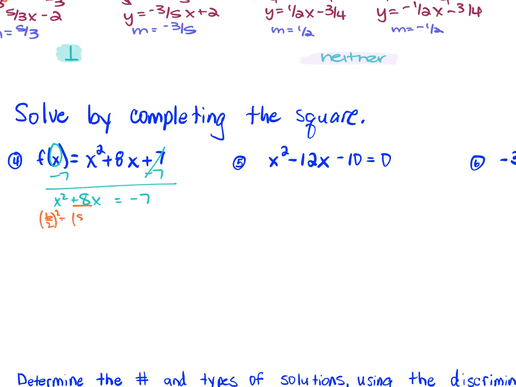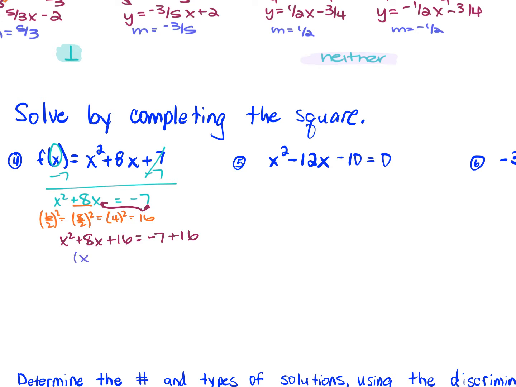That's going to give you 8 over 2 squared, which is 4 squared. That is 16. The 16 you're going to add to each side of your equation. So you're going to have x squared plus 8x plus 16 is equal to negative 7 plus 16. You're going to factor the left side, add your right side.